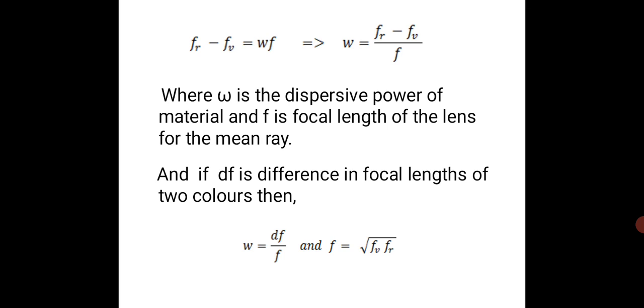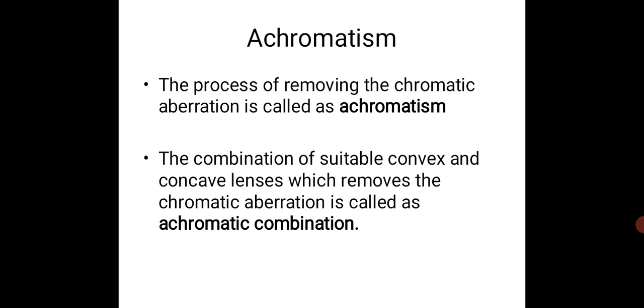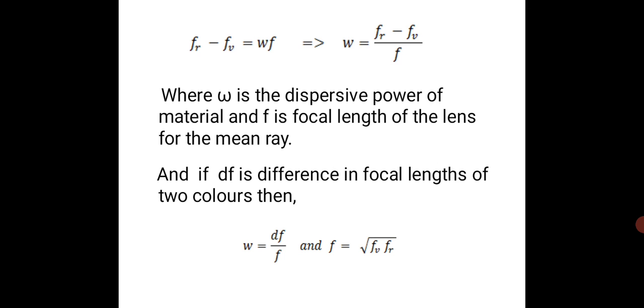And if df is the difference in focal lengths of two colors, then omega is equal to df by f, where f is equal to the square root of fv times fr. So this is how you get the equation for the dispersive power of a lens.